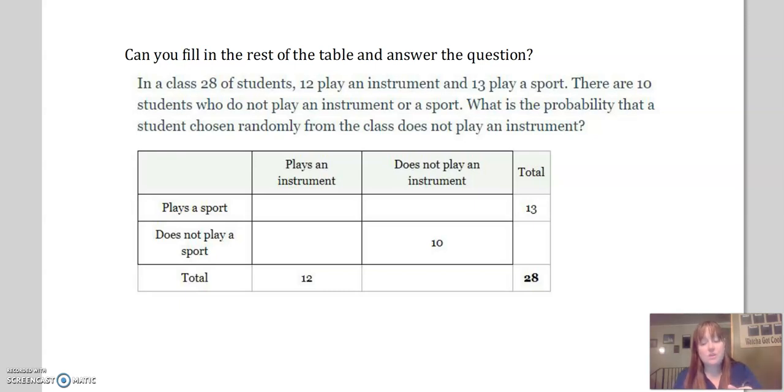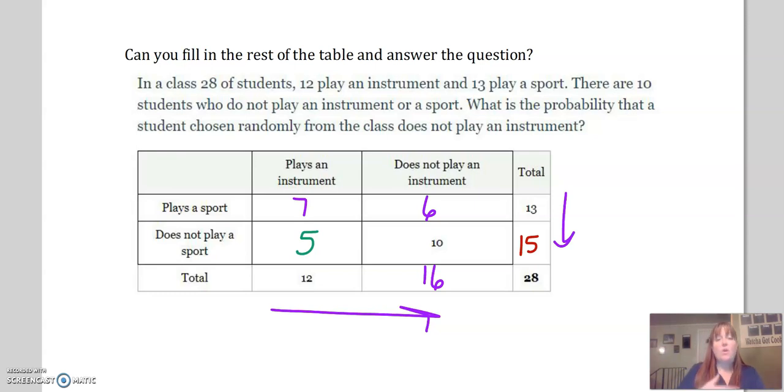We know that they have to add up to 28. So this has to be 15 to add up to 28, which makes this 5, which makes this 7. Then 7 to 13 is 6, which makes this 16. And then we check to make sure that those add up to 28. Sure enough, if we add across, that equals 28 and that equals 28. So then we can just fill it out.